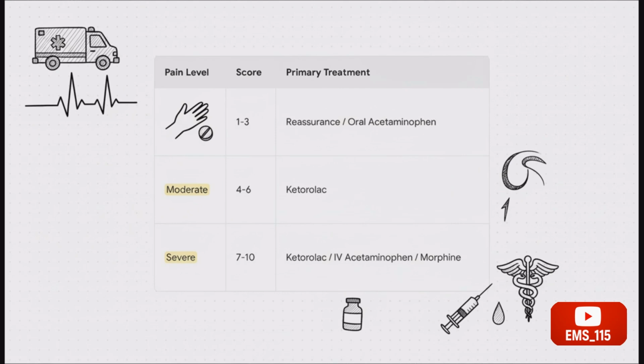And you can see it laid out pretty clearly here. Each level of pain has its own primary treatment plan. Mild pain, we're focusing on calming the patient down and maybe giving some oral meds. Moderate pain, we step it up to a stronger injectable anti-inflammatory. And for severe pain, that's when we bring out the heavy hitters, including opioids. Let's break down each path.